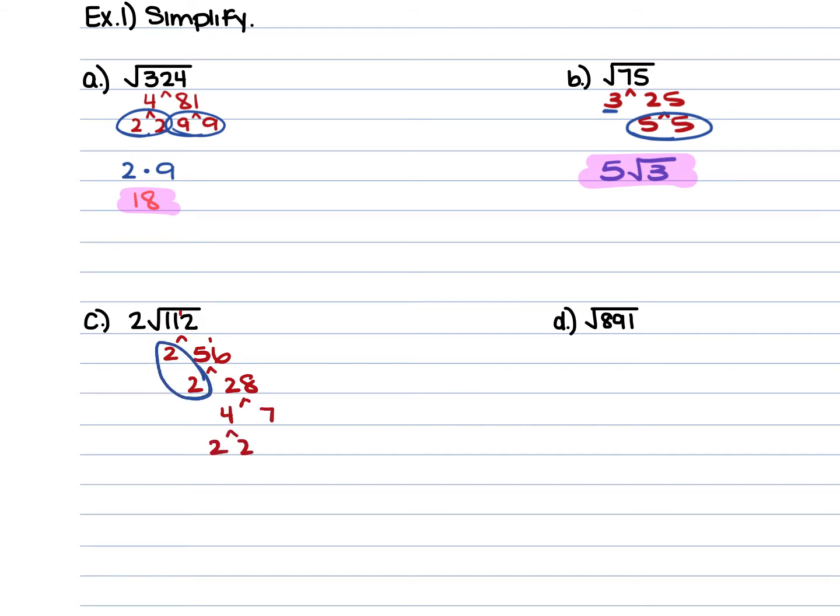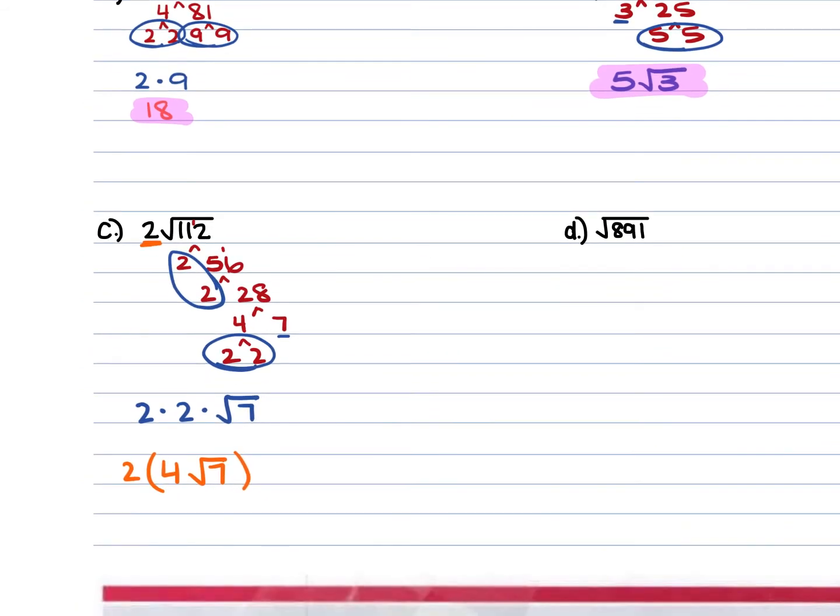So we have 2 2's that pair up here, 2 2's that pair up here, and the 7 that's left over. So we're going to pull 2 different 2's out since we had 2 pairs or 2 sets of 2. And then that 7 stays under the radical. We multiply the 2 2's and we get 4 square root 7. So with this, because you have that 4 times the square root of 7 and you have that 2 out front, you are going to multiply that 2 that's out front by the 4 square root 7. So it actually gives you 8 square root 7 here.